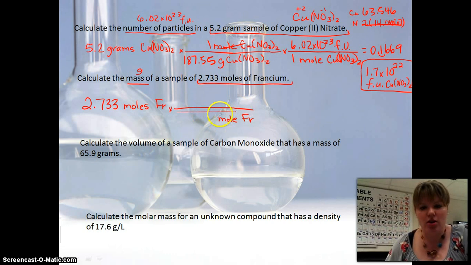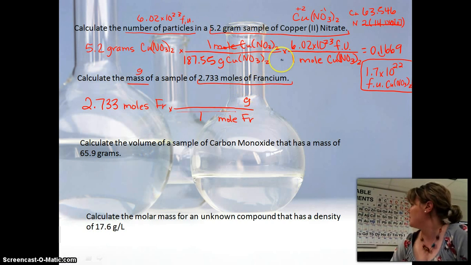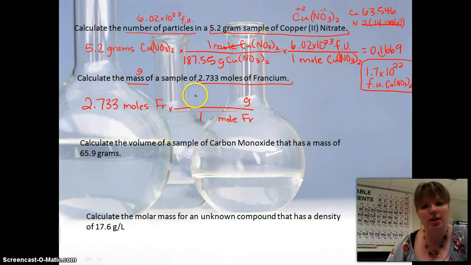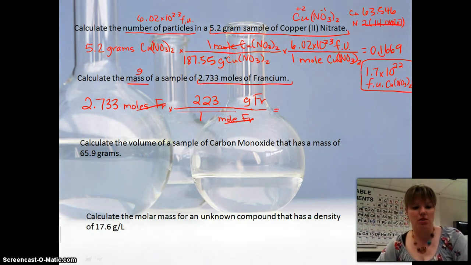And always what goes in front of the mole is 1. And then since we are going to mass, we put mass up here because we can put mass over moles. Okay, so this is only a one-step problem. So we look at francium here, and it's 223 grams of francium. And we're done because moles cancels out, and what we were looking for was mass, and we're at mass. So it's just 2.733.